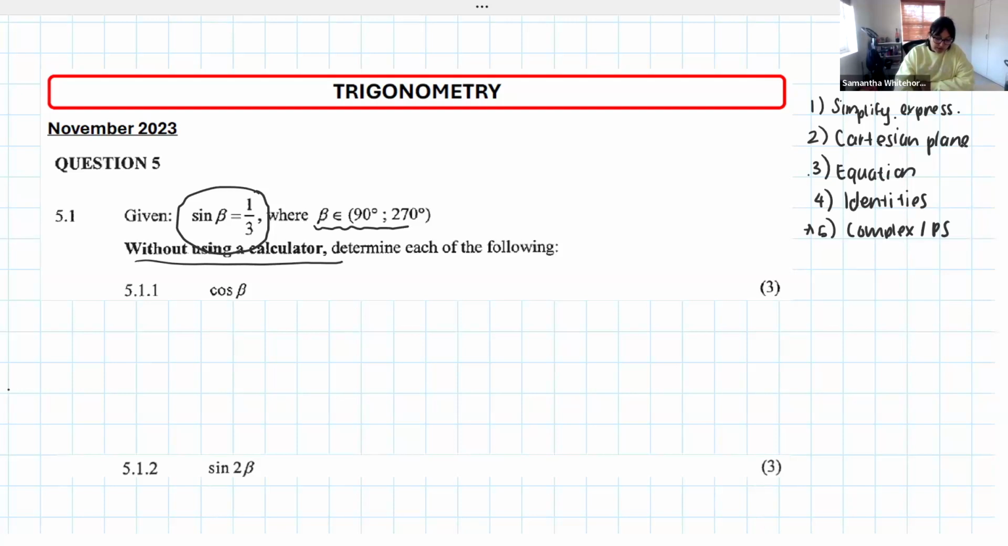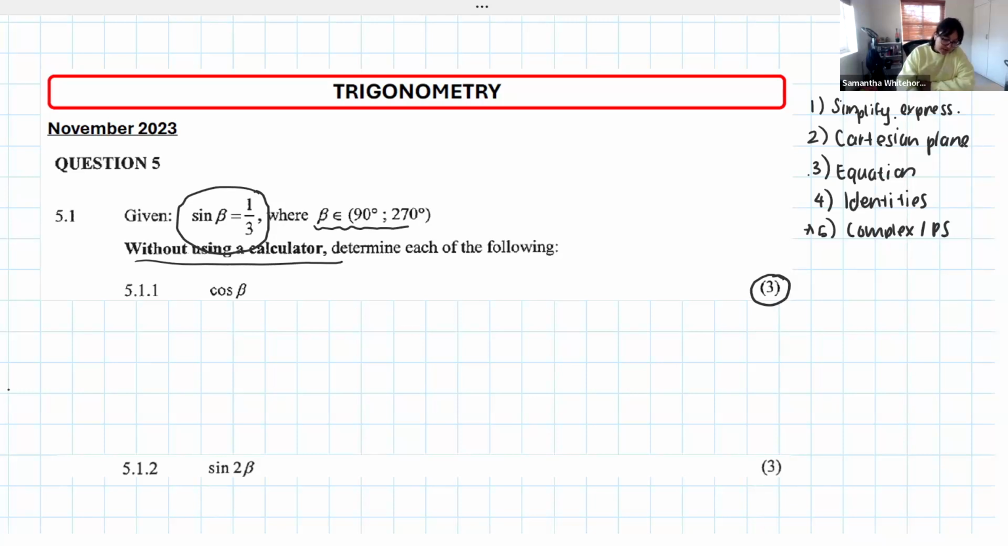So you might be thinking, geez, 3 marks for just writing down cos beta. That seems like a lot. Yes, but the reason it is a lot is because you have to draw a diagram, you're going to have to use Pythagoras to work out a missing side, and then get your ratio. So even though it doesn't say with use of a diagram, you're going to need to draw one in order to help yourself.